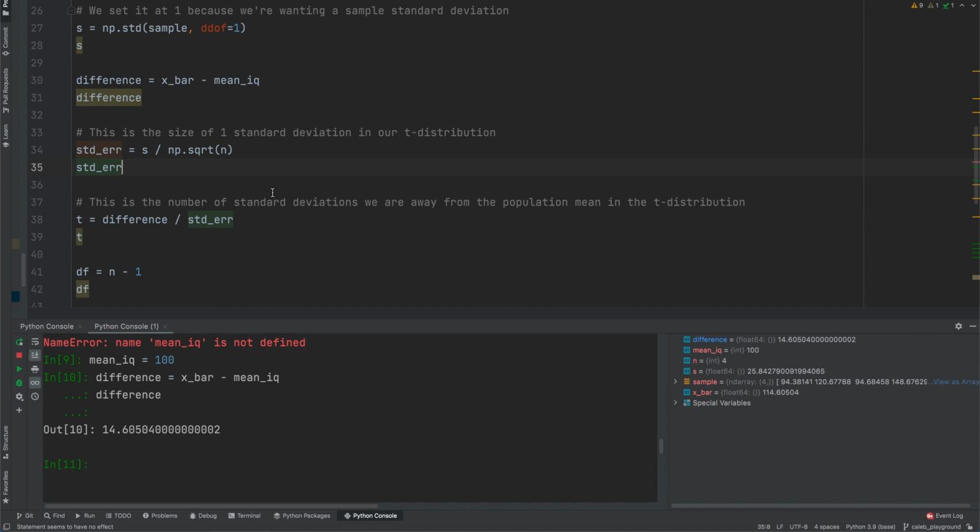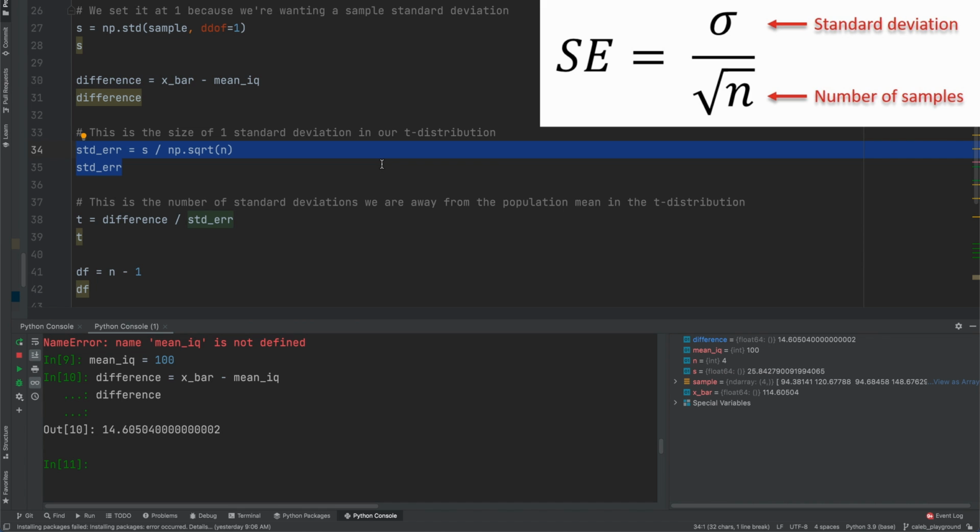Moving forward here, we're going to grab the standard error, and essentially what this is going to tell us is, based on the standard deviation of our sample and the number of samples that we took, what is going to be the size of a standard deviation in the t-distribution that we'll be using. And this will come into play in just a minute.